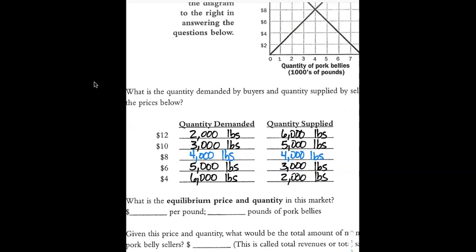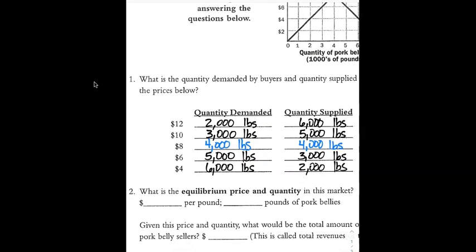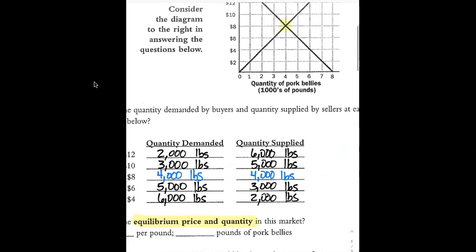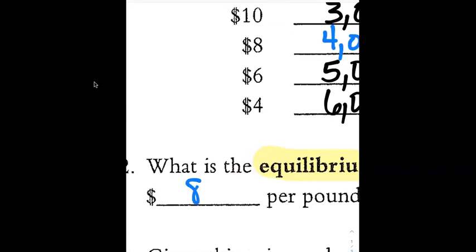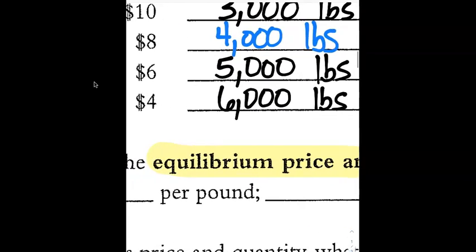And so we can take that principle and apply it to question 2. The equilibrium price and quantity is where X marks the spot. So it is $8 per pound, and 4,000 pounds of pork bellies. So we're going to draw in 8 and 4,000.